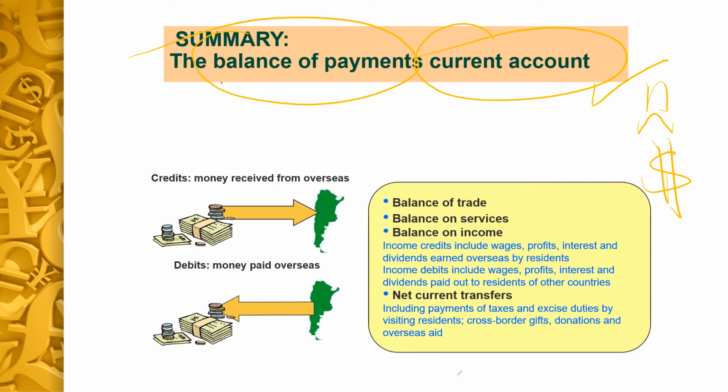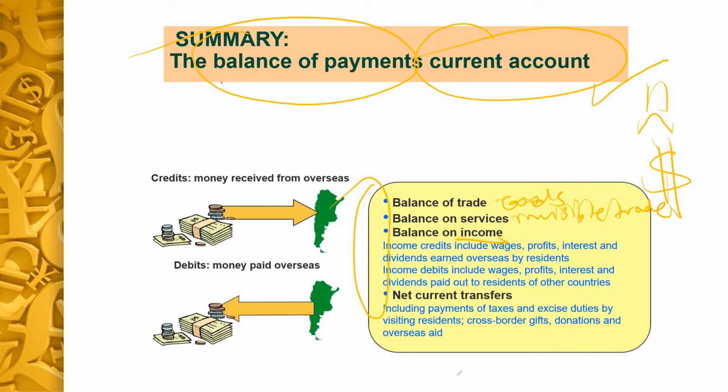So as we said before, it includes the four components, which means I'm talking about the balance of trade, which is the goods. I'm talking about the balance on services, which means I'm talking about invisible trade. And I need to add it with the balance on income, which was explained before. And finally, with the net current transfers, which was also explained before.